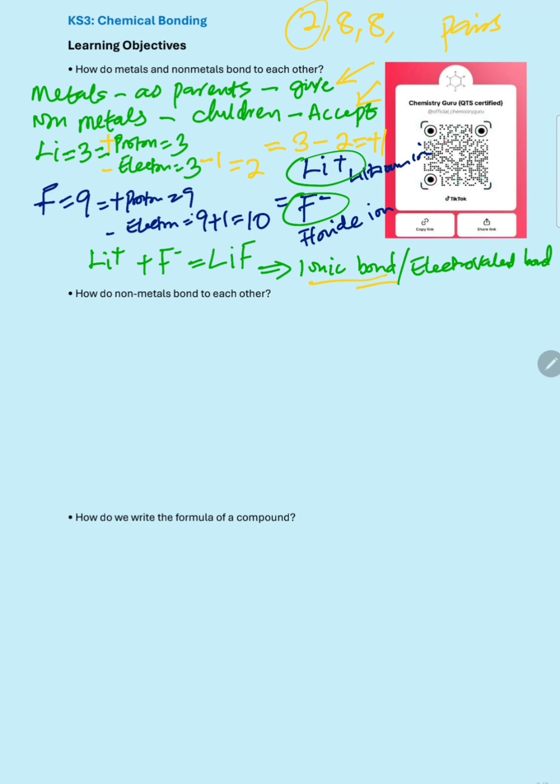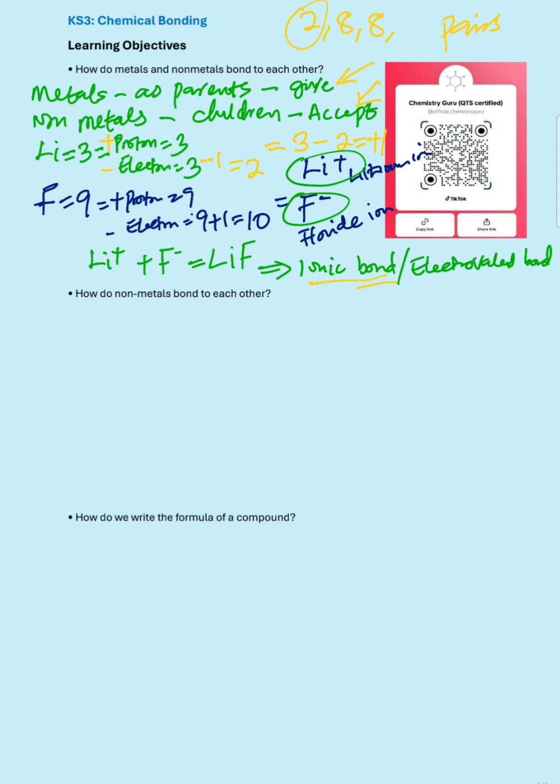How do non-metals bond to each other? Remember, they are children, like we said. Non-metals are children. So how do they share? How do they bond to each other? Simple. Because they are children, they can only accept. They cannot give. They are not working. They don't have a job. They rely on their parents.